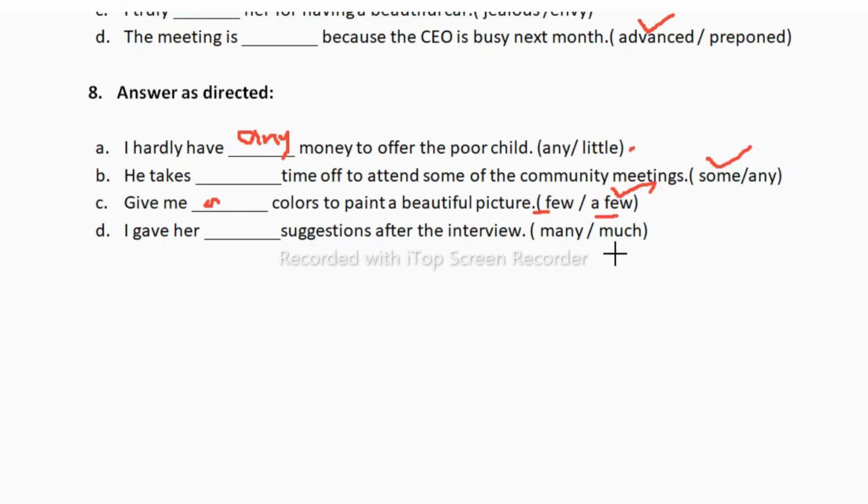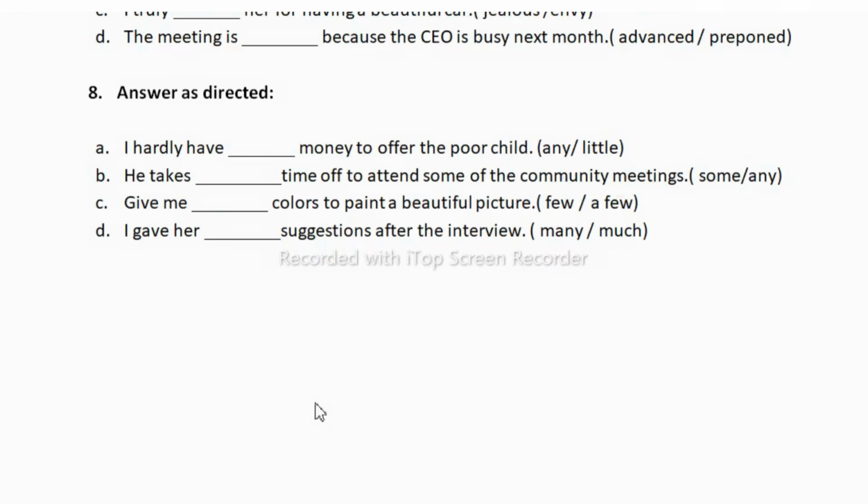I gave her dash suggestion after the interview. Many suggestion or much suggestion. Much we use with uncountable things, but suggestion, if you see the s here, that means it is countable. So with countable things we take many, not much. Much we take with uncountable nouns. So the correct answer is many.